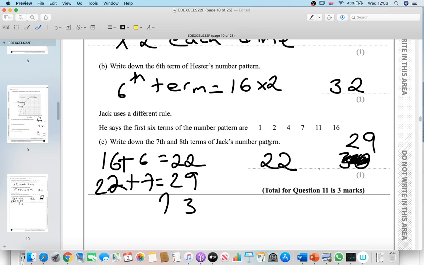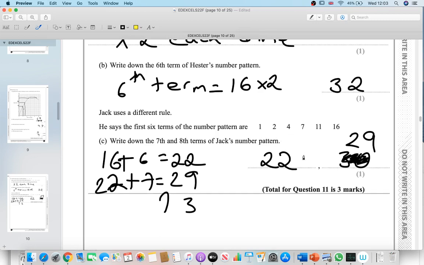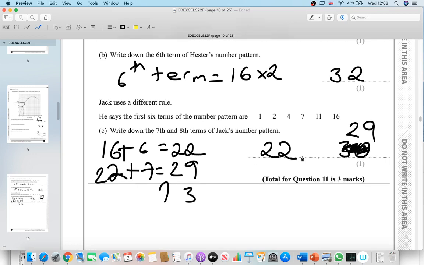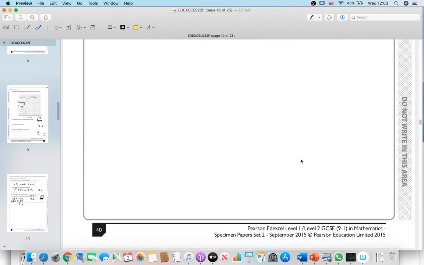Because it goes up in different amounts each time. But you don't have to worry about that one. To work out the rule, I'm adding 1 here, adding 2, adding 3. So that is my answer there.